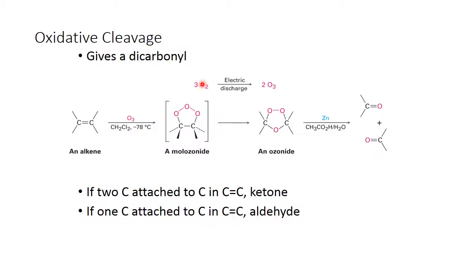To make ozone, what we do is we take oxygen and we run electricity through it and it makes ozone.